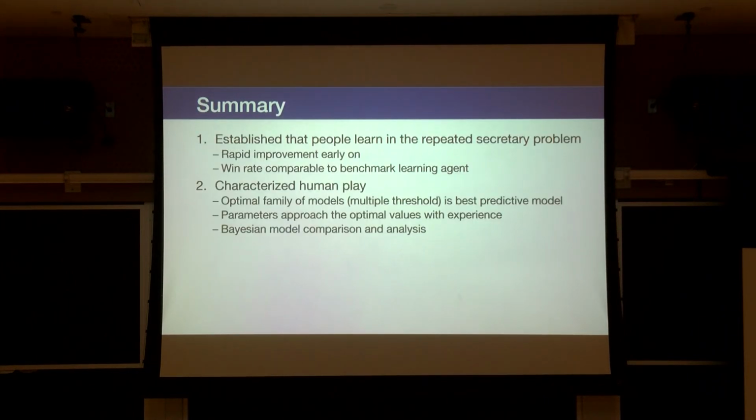Okay. So to wrap up, we established that people learn in the repeated secretary problem. I just showed you some straightforward evidence that people's performance increases, but we provide other evidence of that in the paper itself. And we characterized human play. We showed that people use something like the optimal decision rule, and they use it in something like the optimal way. And so that's a rare thing to be able to say in behavioral research. So can we just pause for a minute and feel warm and fuzzy that people haven't screwed this one up?